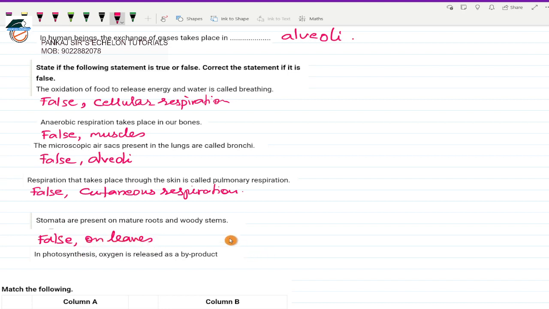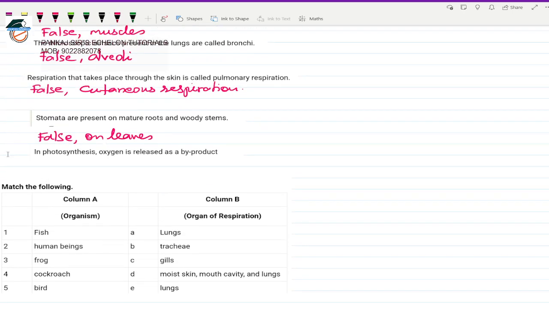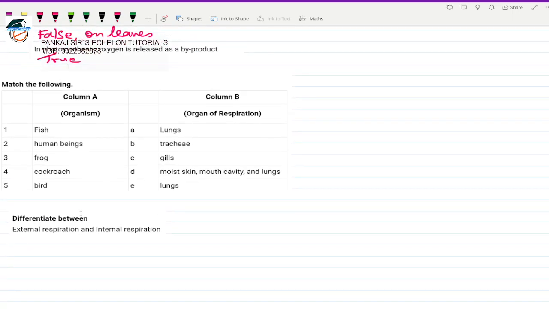Okay. Now, in photosynthesis, oxygen is released as a byproduct, and this is a true statement, because in photosynthesis, oxygen is actually a byproduct. Okay. So with this particular question, the true and false is also over. Now going to the next question, that is match the column. Okay. Now here you can see the match the column question.